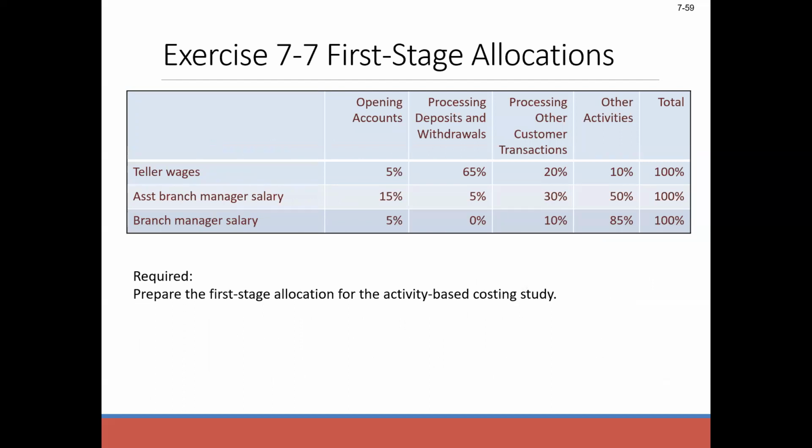The teller wages related to opening accounts were at 5%, processing deposits are at 65%, processing other transactions are at 20%, and other activities are at 10%. And then for our assistant branch manager, 15% is opening accounts, 5% processing deposits, 30% processing other customer transactions. You can see this. So the job here is to prepare the first stage allocation for the activity-based study.